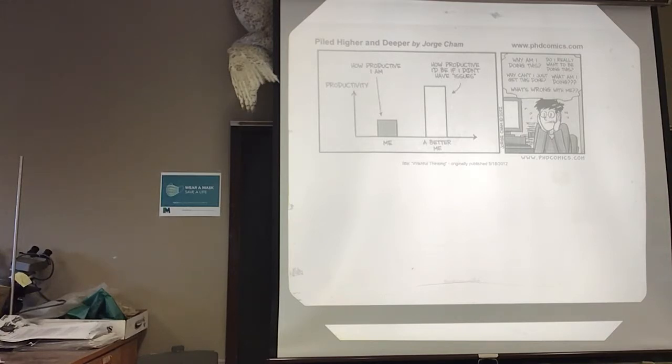Here we have the graph with productivity being the y-axis and me and a better me, one assumes an even better me, being the x-axis. With the little box being how productive I am, and the big box being how productive I'd be if I didn't have issues. And then there's the characters sitting there going, why am I doing this?